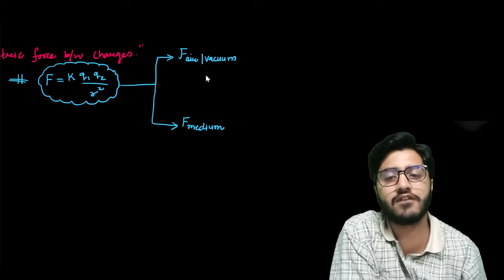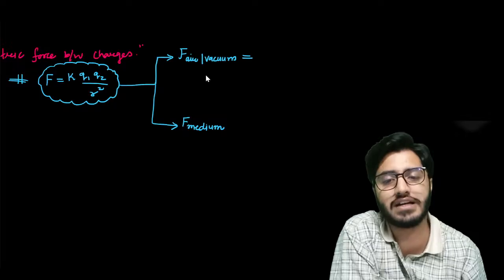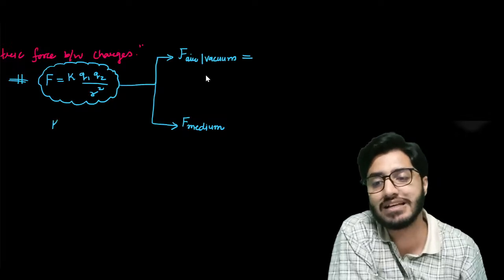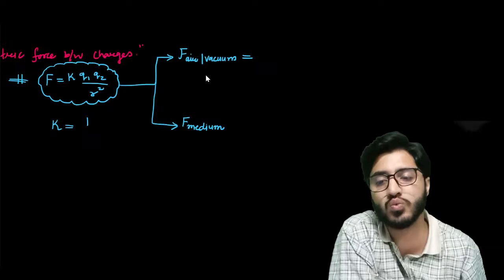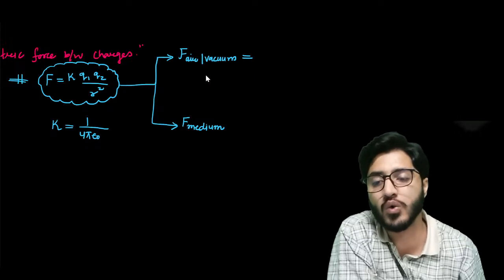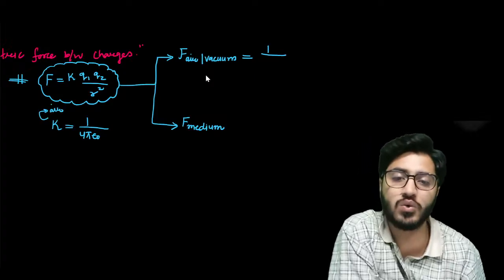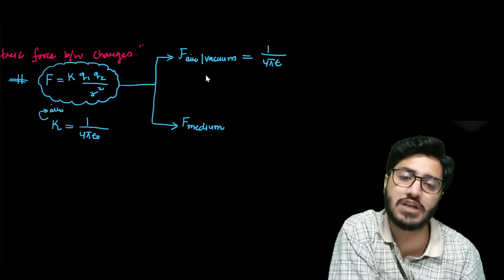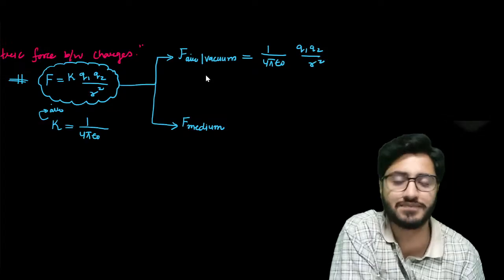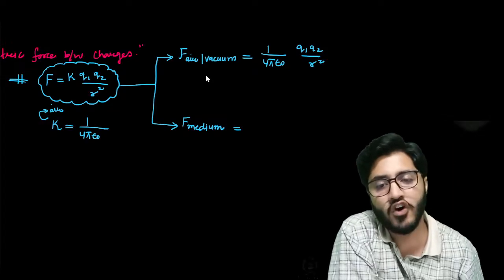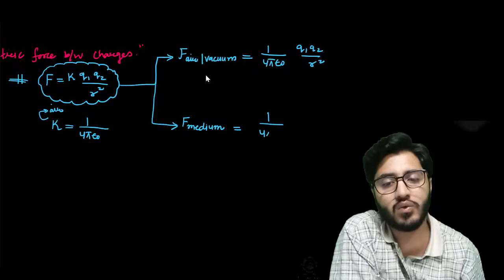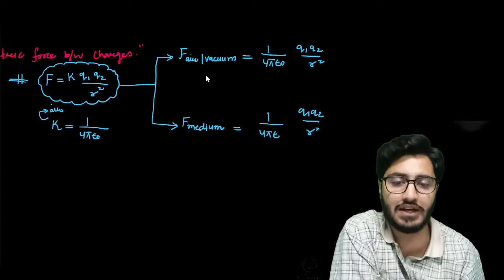Look, so we have a force in air or vacuum. So I need to write it K. So what is K? It is a constant, but it is basically close to 1 over 4 pi epsilon naught, for air. So I will write 1 over 4 pi epsilon naught, then Q1, Q2 by R square as it is. For a medium, I have to write 1 over 4 pi epsilon only, Q1, Q2 by R square.